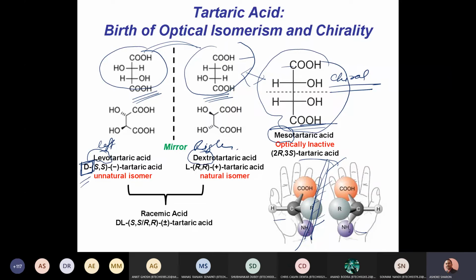You see, this is the name tartaric acid. This minus, what does it mean? What is the significance of this minus? No, I'm talking about this minus.